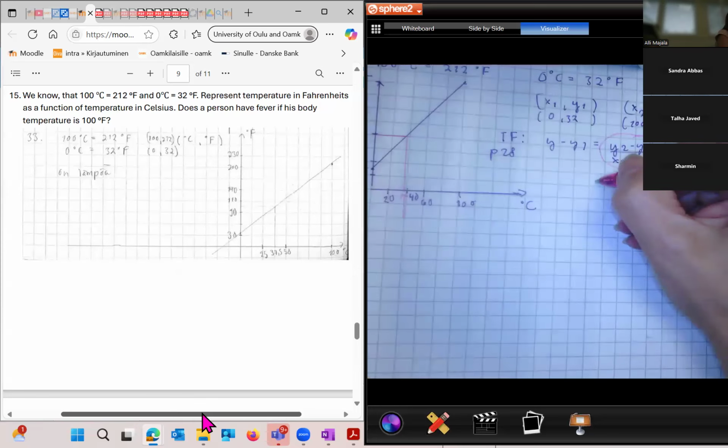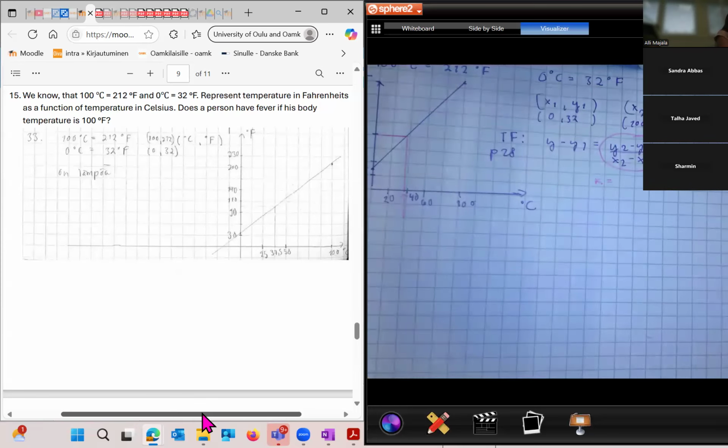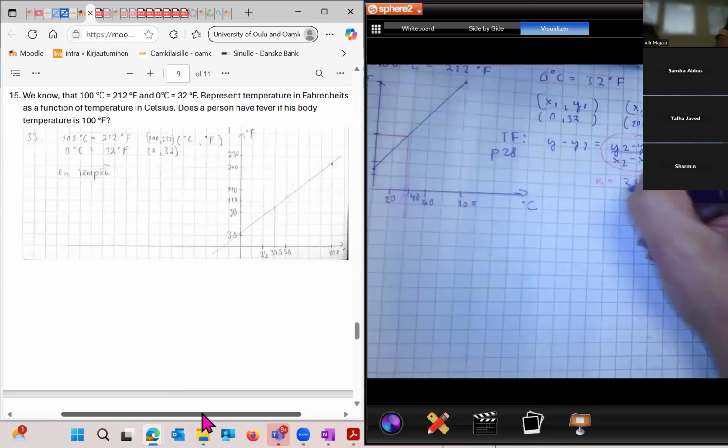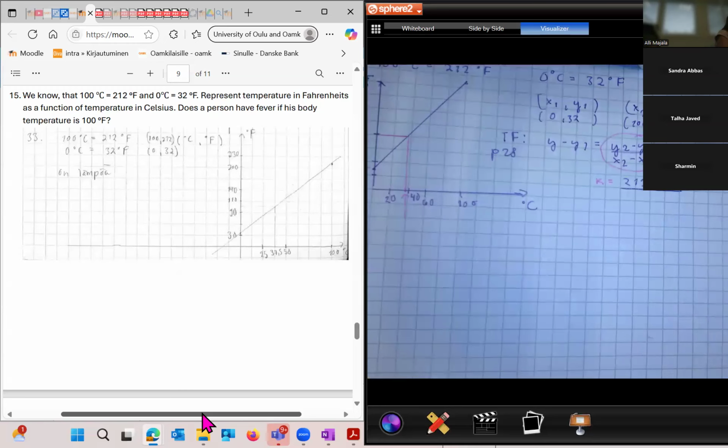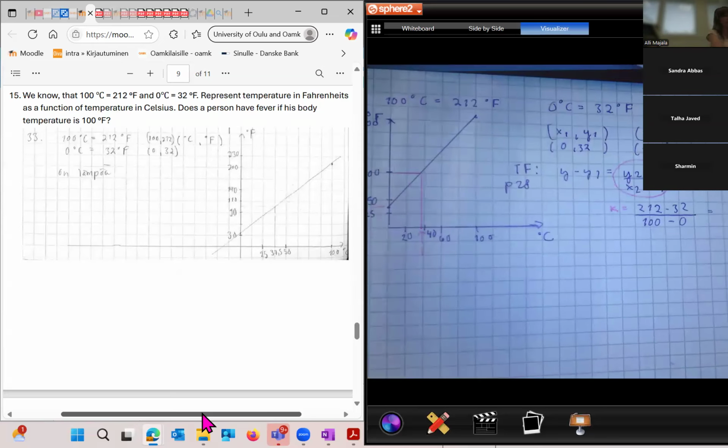So I'll first, for example, calculate the K here. So I put there the y2 was 212, and the y1 was 32. And here 100 and 0, yeah? So then we get this one from here. Maybe somebody of you didn't draw, but it's something like this, yeah?